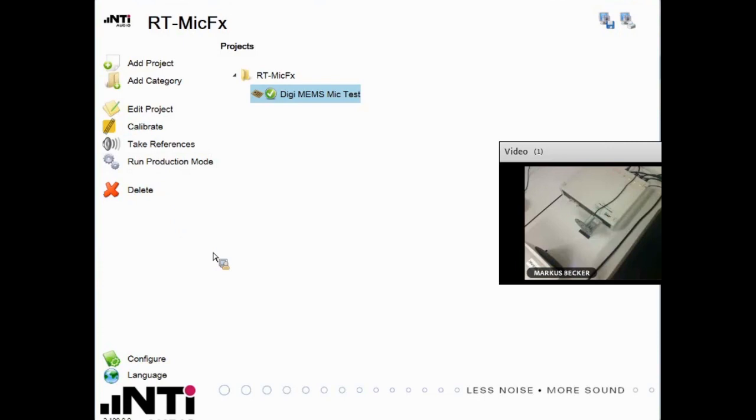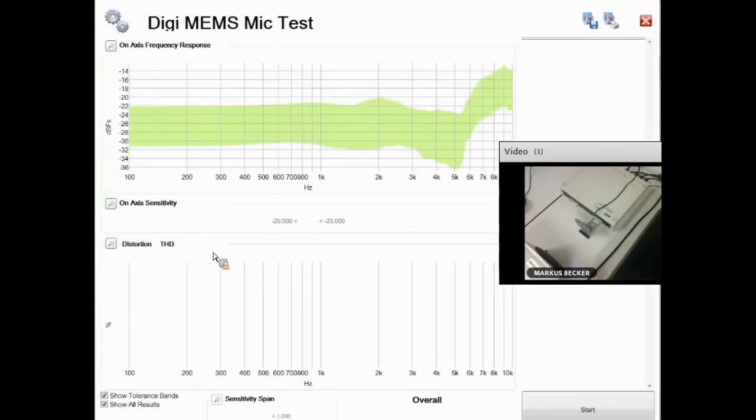Now, in my example, I just leave the microphone as it is. I don't replace it with another one. And you see here this green area, that's the tolerance band. So all measurements that are within that band are passed. The same applies here for the sensitivity, which must be between these 2 values. Down here, we will see the acceptance limit for the distortion and for the sensitivity span. I'm just starting the procedure, and you can see by yourself how it works.